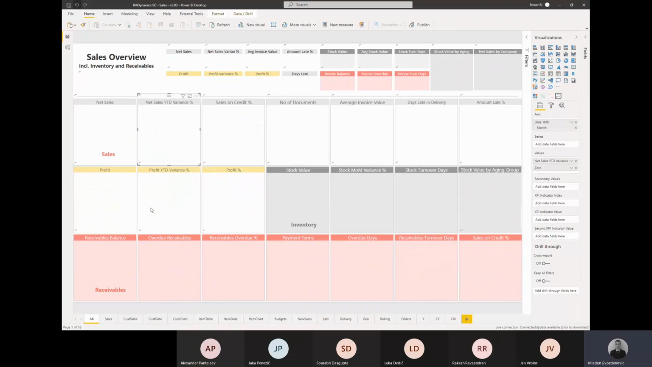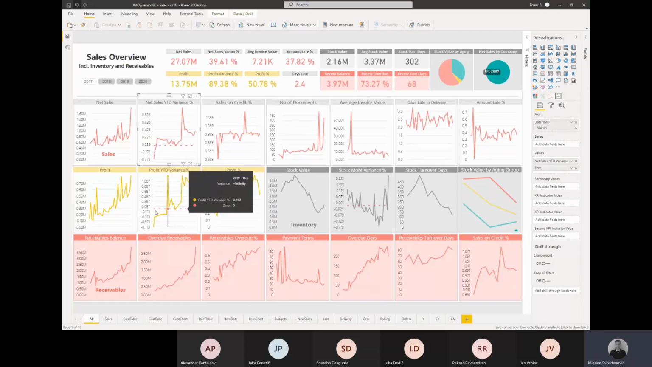Also here, for example, how our profit is doing. You see, you cannot know from these numbers. So this is very good for our orientation. So let me explain these year-to-date variances in BI4Dynamics.